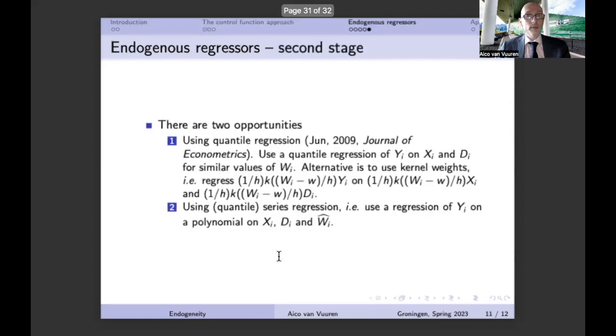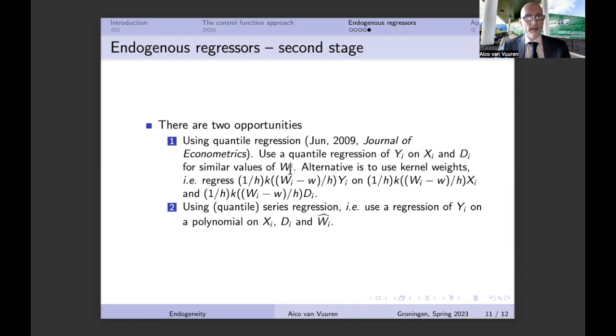Well, then the next thing that we need to do is, in a second stage regression, we're going to estimate the beta coefficients. There are a couple of different opportunities. The first thing that we can do, and this is based on a Journal of Econometrics article published by John in 2009, is that we can actually do a simple quantile regression of y on xi and di. But what we're going to do is that we're going to do this for fixed values of wi.